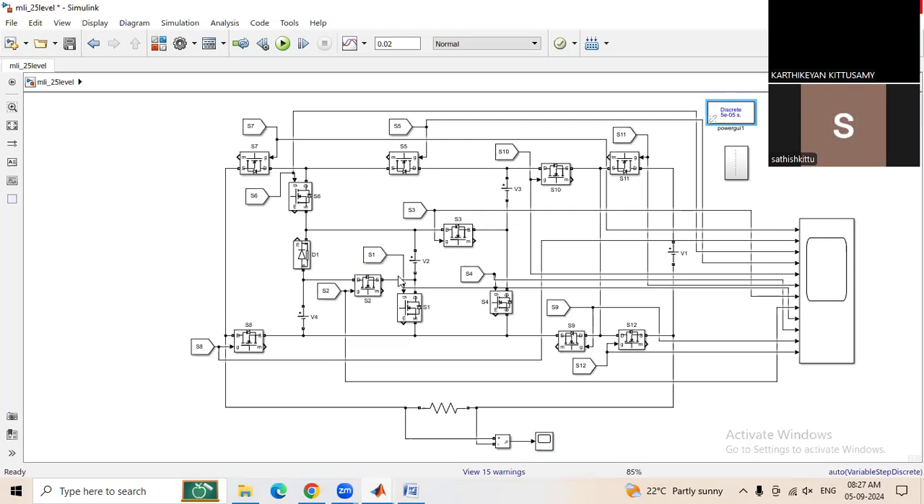So we are generating 25 levels with the help of 12 switches and 4 voltage sources. And we got the THD value also very low. The voltage sources should be in the ratio of 1:2:4:6. That is the important thing here.